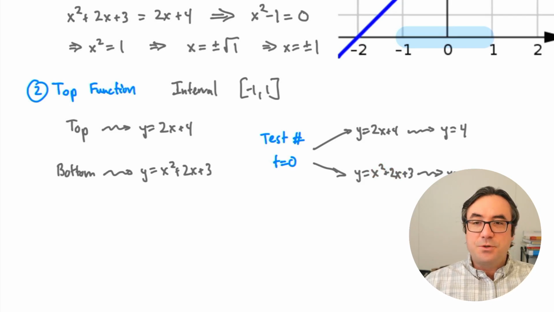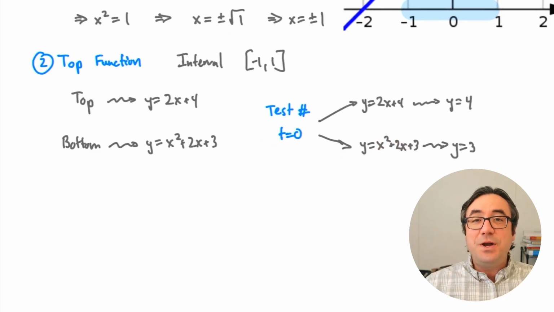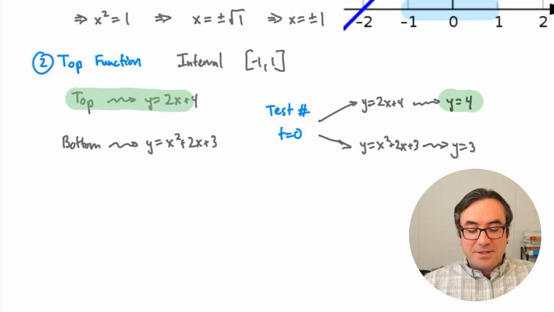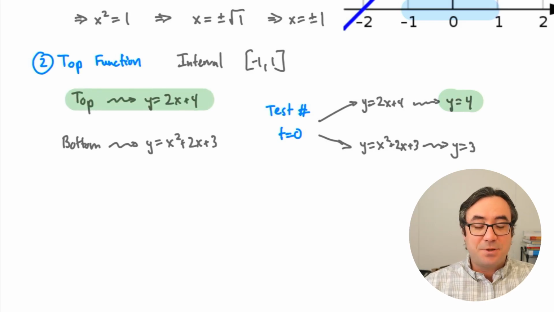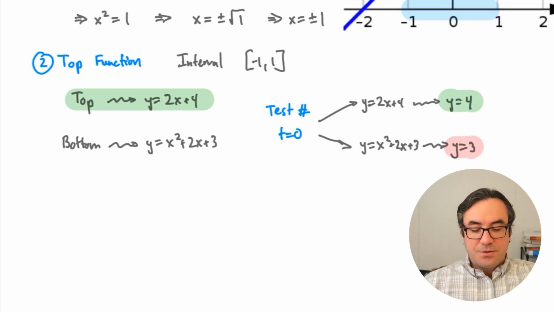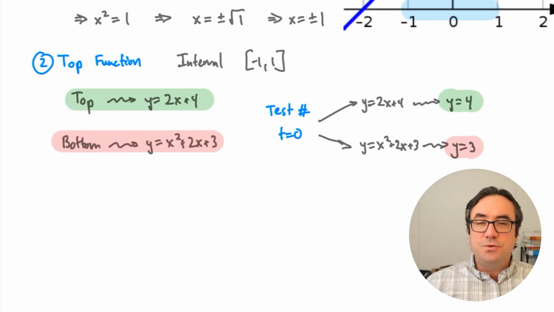And all we're doing is we're just trying to identify which of those values is bigger. And so in our case, y equals 4 is bigger. So that's what's telling us that the top function is 2x plus 4. And the y equals 3 value is, well, it's a little bit smaller. So it's lower on the page. So really that's why we're going to choose the parabola there as the bottom function.